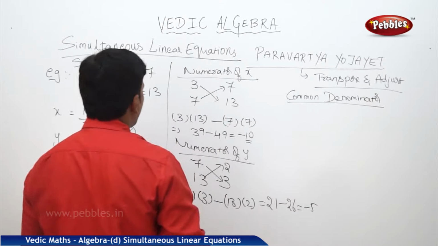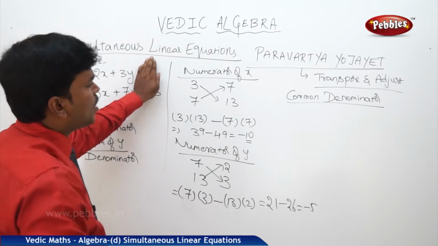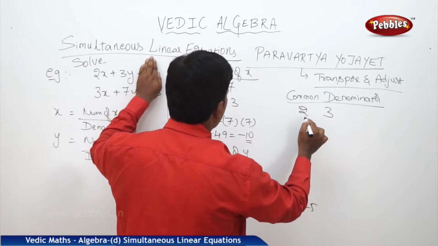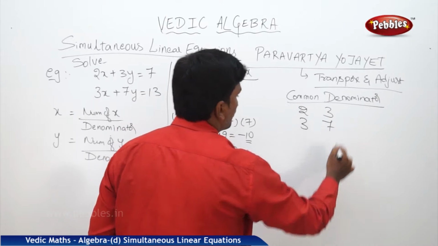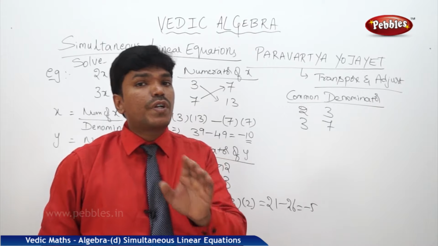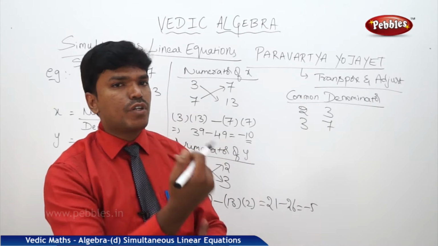So what is the common denominator here? How to find out? Just ignore the constant terms, take down the remaining coefficients. It is simply 2, 3, 3, 7. But what is the difference here? We need to cross multiply, but take the difference in a backward manner.